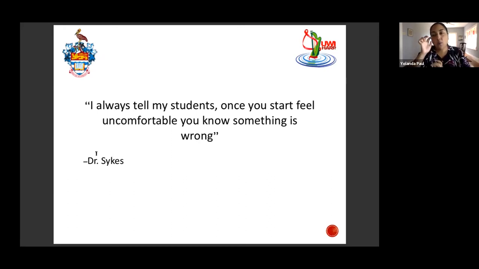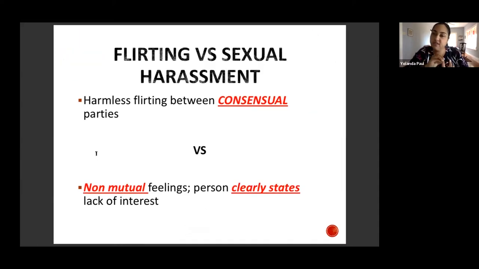So one of the things I wanted to bring up as part of the sexual harassment conversation is the difference between flirting and sexual harassment. Now, I know that we're in a new environment, and even though we are doing a lot of things remotely, you are going to be seeing your colleagues and your friends at some point in time. And we sometimes flirt and enjoy it with someone else, and it's reciprocated.